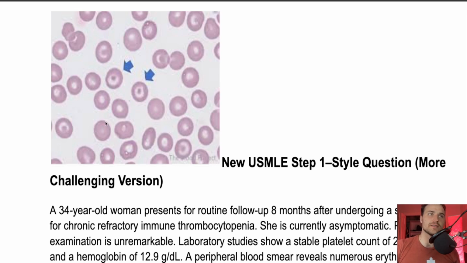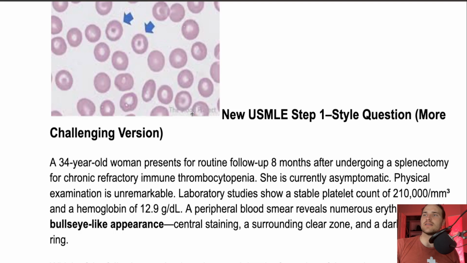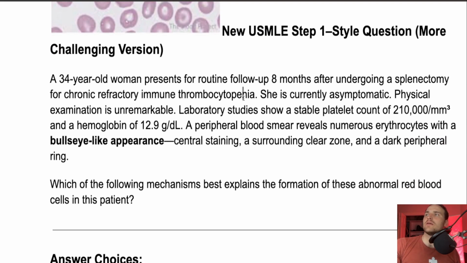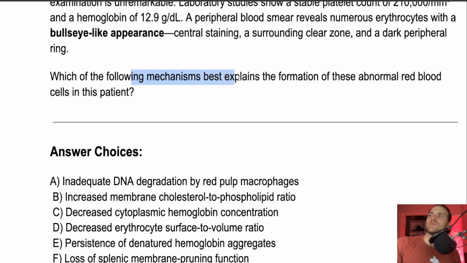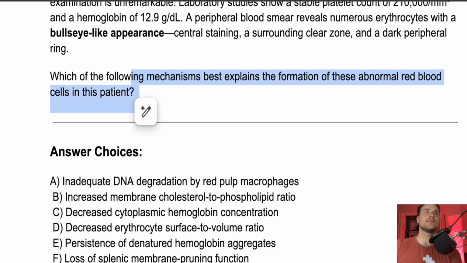Just when you thought the questions couldn't get any better, we have a photo. Check it out. What is that? It's a target cell. Now let's go. 34-year-old woman, routine follow-up. What have we got? Bullseye-like appearance, central staining. Let's just get to the question. We're pros. Which mechanism best explains the formation of these blood cells?